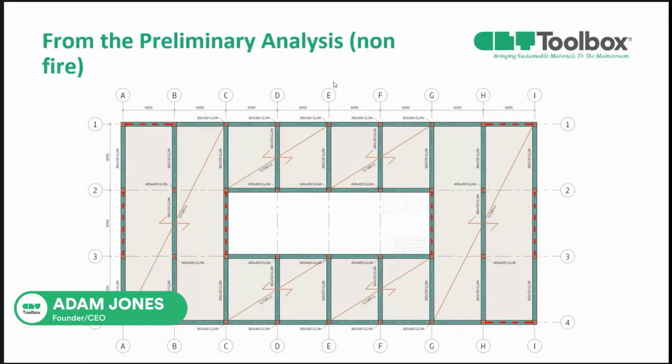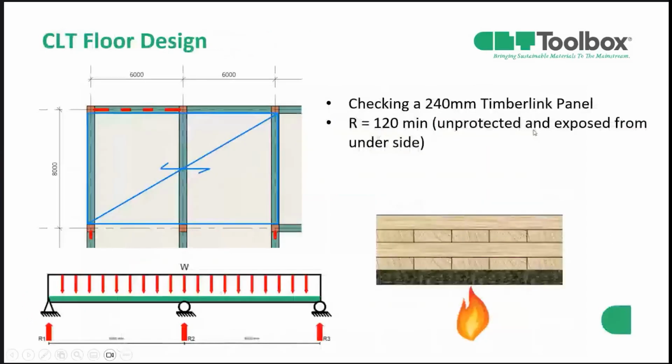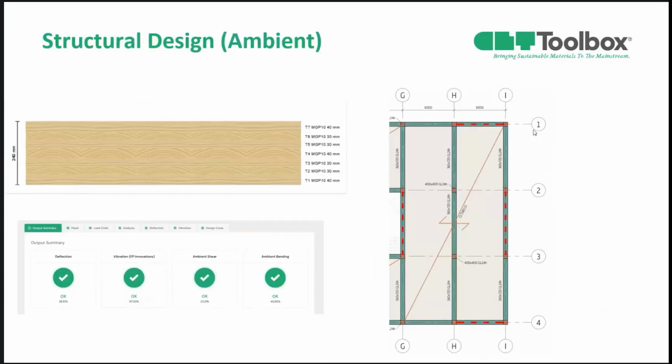In this case, we had a structural grid of say 9 meters by 9 by 6 meters, so you can get double span CLT floors. And for this, I think we previously had a 240 millimeter Timberlink panel with an FRL of 120 minutes. When we did the design from an ambient point of view, so the non-fire point of view, it was governed, of course, by vibration on a 240 mil panel. So now we're going to find out what governs the design. Is it fire or is it vibration?